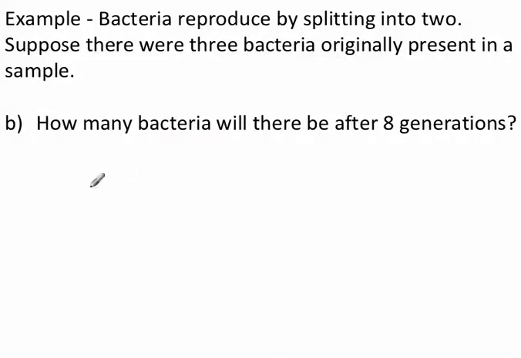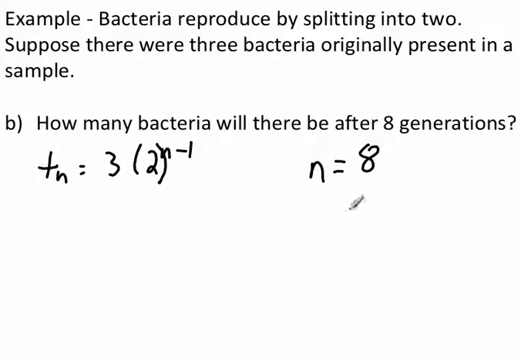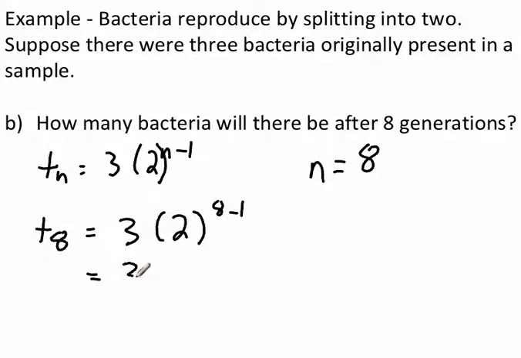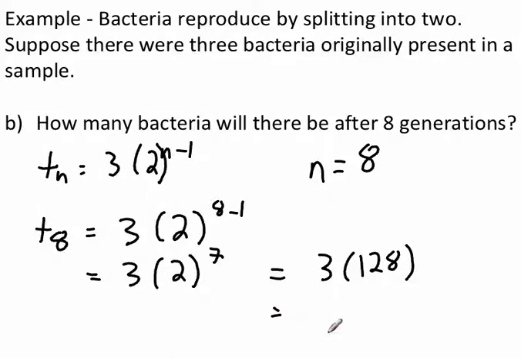Well, let's use that formula then. We have Tn equals 3 times 2 to the n minus 1. Let's put a bracket in there. We want to find out how many bacteria will exist after 8 generations. So we're really trying to find the 8th term. Once we have that general equation, it really is that simple. Just put 8 in for n. So we'll get 3 times 2 to the 7. As long as we do order of operations correctly, it's easy to get this number. We get 3 times 128, which ends up being 384. So we will have 384 bacteria after 8 generations.